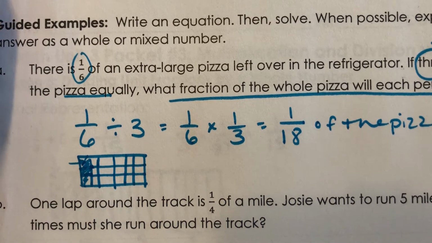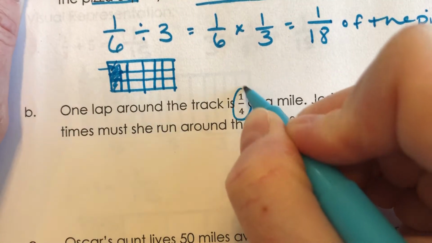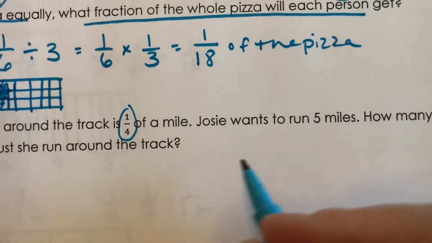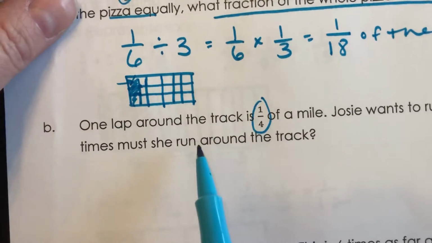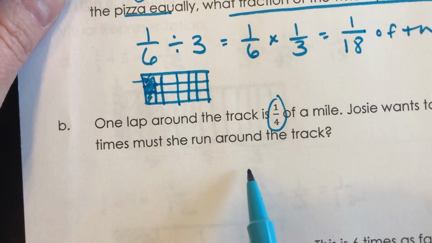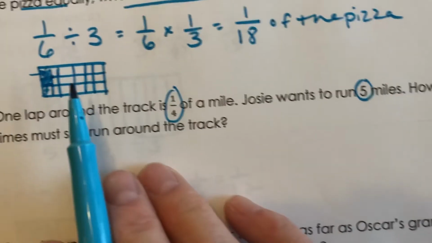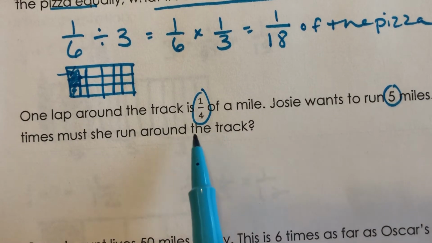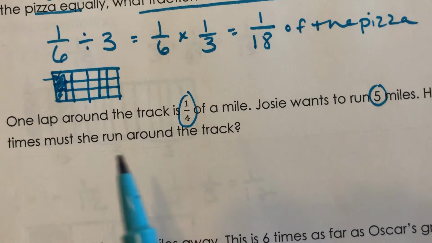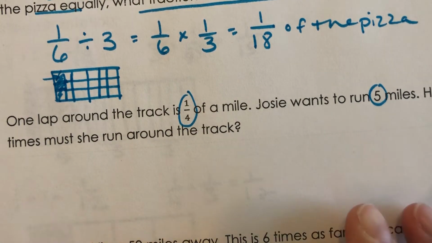All right, next one. 1 lap around the track is 1/4 of a mile. Josie wants to run 5 miles. How many times does she have to run around this track? Okay, so I want you to kind of picture this like 1 lap around, 1/4 of a mile. She wants to go 5 miles. So I'm basically asking you how many 1/4s there are in 5.